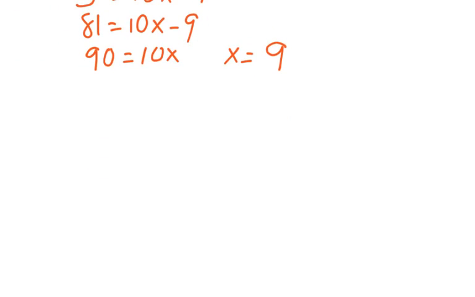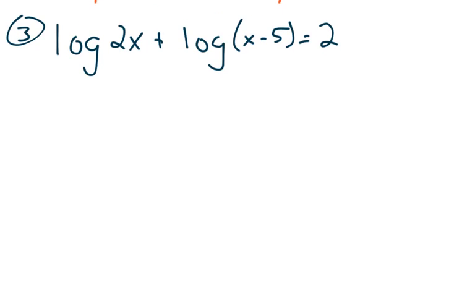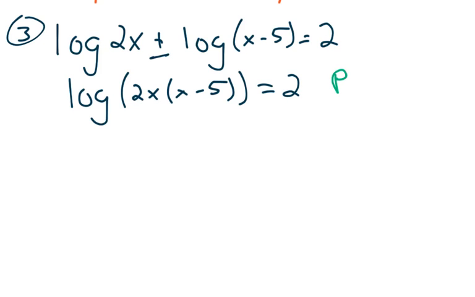Okay, something a little more difficult. Number 3. Log of 2x plus log of x minus 5 is equal to 2. Now, if we've got two logarithms on the same side, what we need to do is try to combine them. And this is the product property of logarithms. If we have two logs and we're adding, we can rewrite it using one log of 2x times x minus 5, and that's equal to 2. This is the product property. I'll write that off to the side. Product property.